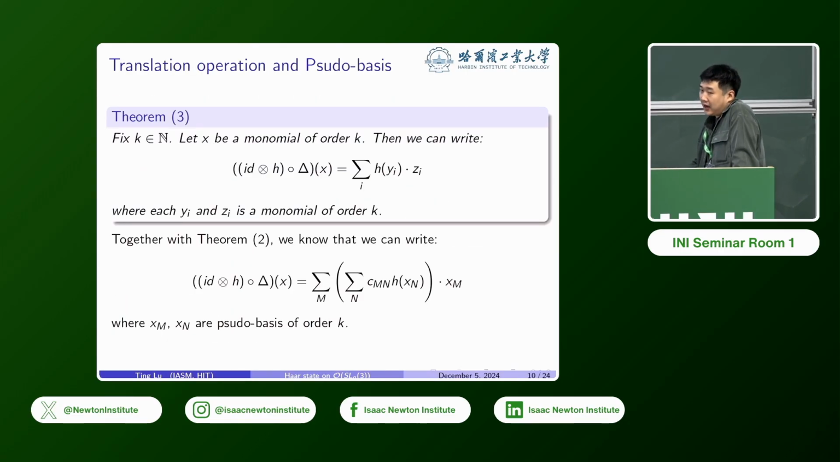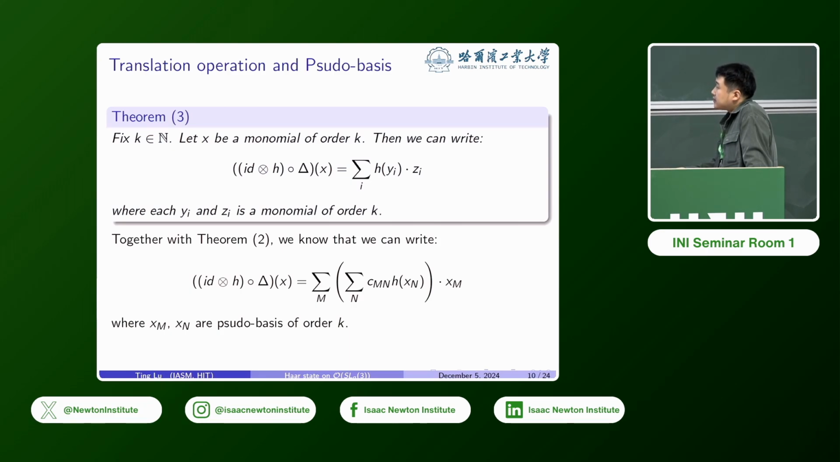Although they are pseudo bases, not really bases, they arise naturally when we want to evaluate the translation operation, like what we had in theorem 3. If I take the translation operation of a monomial of order k, it's going to be a linear combination of monomials of order k, and the coefficients are the Haar states of some other monomials of order k as well. So combined with our previous theorem, we can decompose those y's and z's as a linear combination of our pseudo basis of order k. And that's why I want to introduce this pseudo basis.